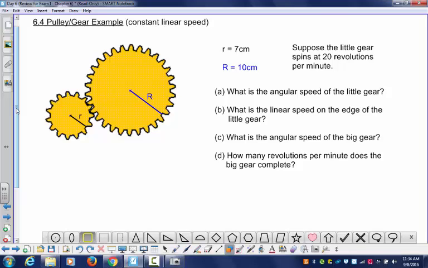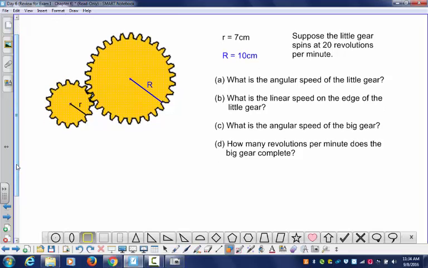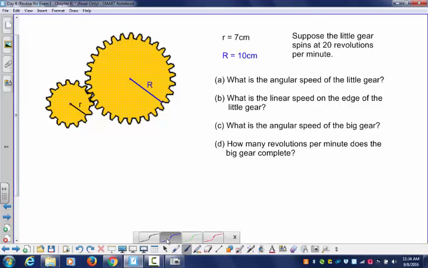All right, so let's go for this one. The little pulley has a radius of 7, the big one a radius of 10, and we're supposing that the little gear spins at 20 revolutions per minute. So let's go with the little gear. What is the angular speed of the little gear? So the little gear will be, let's call it, omega sub L for little.